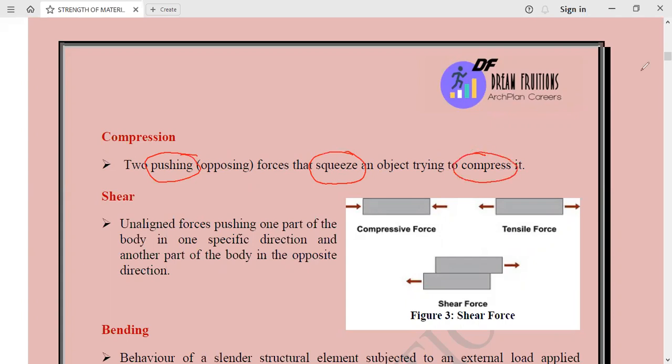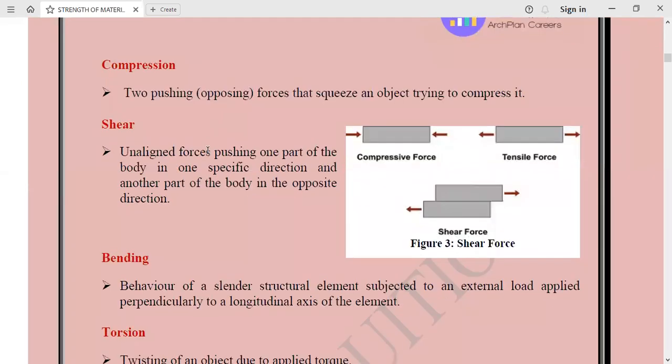Now we have discussed the compressive force. We will move on to shear force. So in shear force, the most important thing that you have to remember is that the forces we apply in shear are unaligned forces. Here you see in tensile force, the forces that we were applying were the pulling forces. Suppose this is F1, this is F2. So these were the pulling forces.